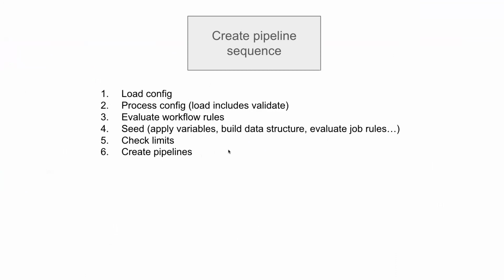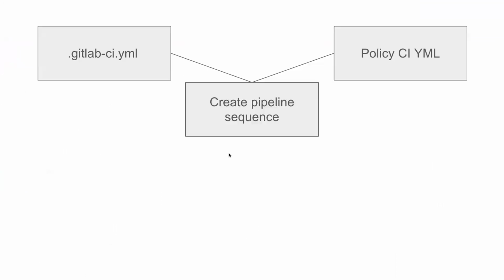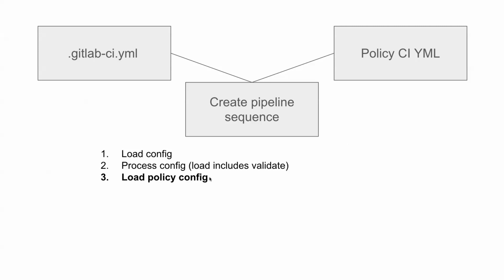So our new idea for scan execution policies, or for pipeline execution policies, is instead of merging the configs before passing it to the sequence, we want to pass them to the sequence separately and then handle them in different steps of the sequence. So we will still load the config, the project config, and process it. And then we'll load the policy config separately, process it, load includes, check, and validate it.